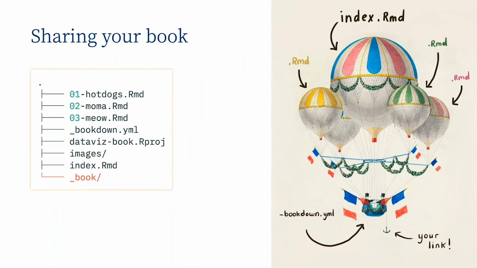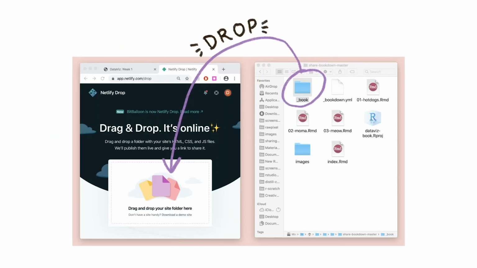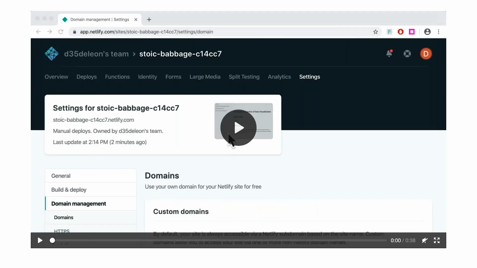So how do we share the book once it's actually written and built? We know our HTML files live in that _book folder. So this should seem like old hat to you now. What I would do is go to app.netlify.com/drop, and I drag and drop that _book folder into the same spot, and that would give me a link.